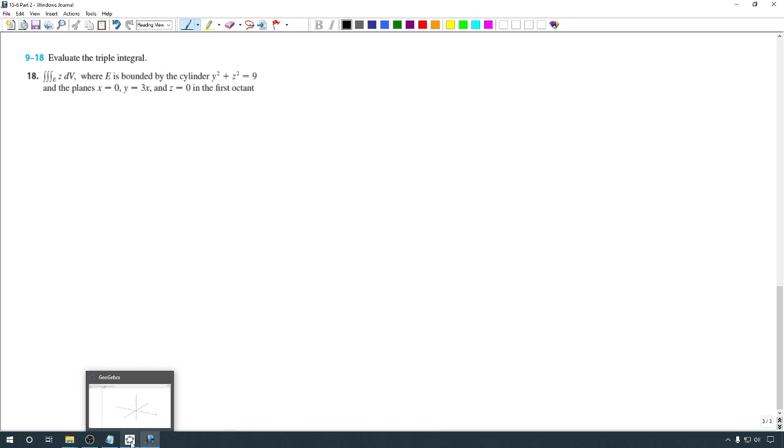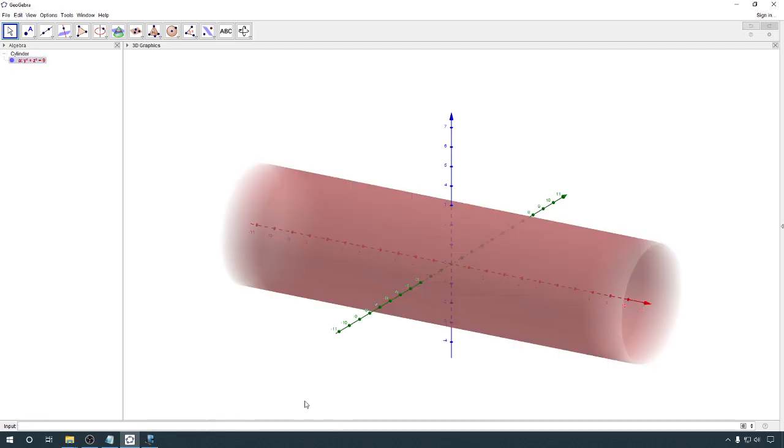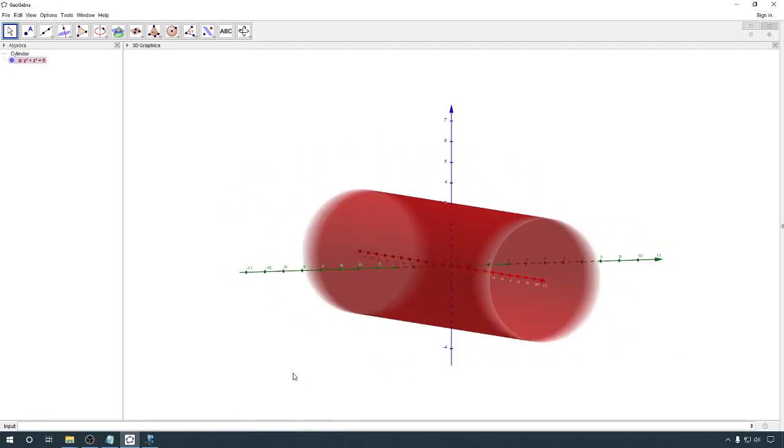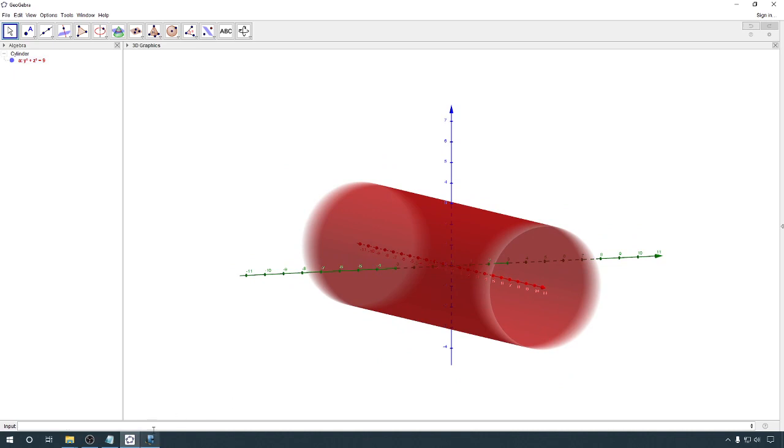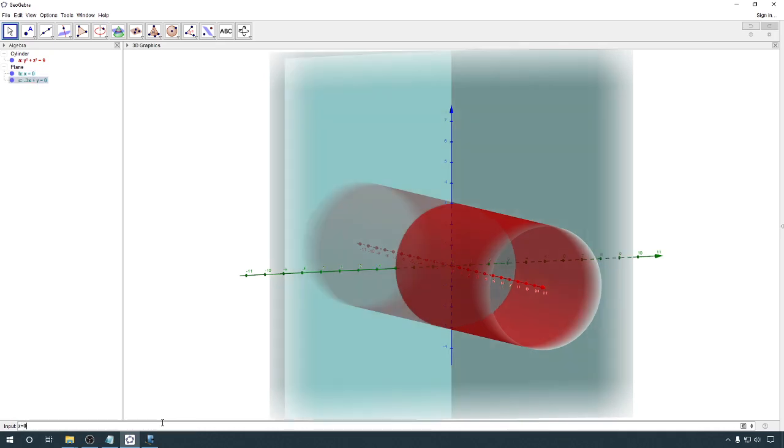That's really what you want to do for any of these problems, is plot what we're actually dealing with. What is the solid region that we're actually dealing with? So our cylinder here is y squared plus z squared equals 9. So you have this region here. We have our planes. We have x equals 0, y equals 3x, and z equals 0.